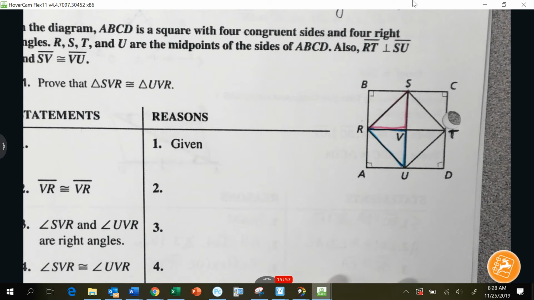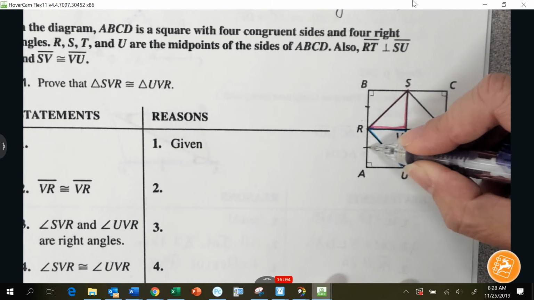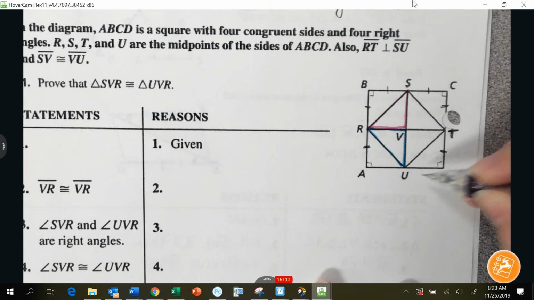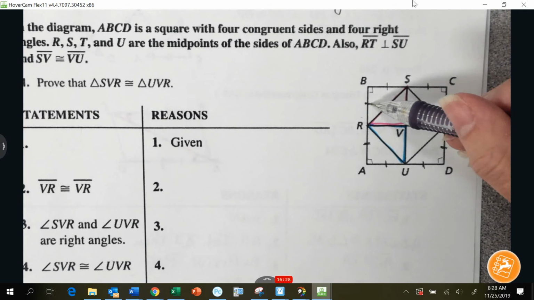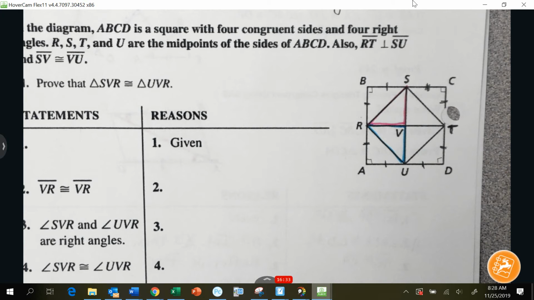R, T, S, U are midpoints of the sides AB, BC, CD, DA. So R is in the middle of BR and AR. So I'm going to mark those congruent. And these congruent. And these congruent. And these congruent. Why can I do all the same congruent marks for each side? Why could I do the same congruent marks here as I did up here? They're on different sides. How come?